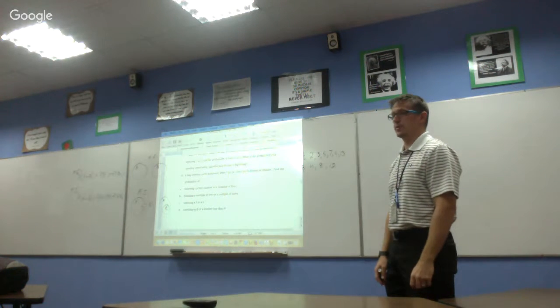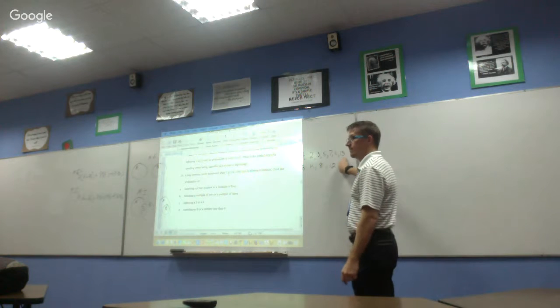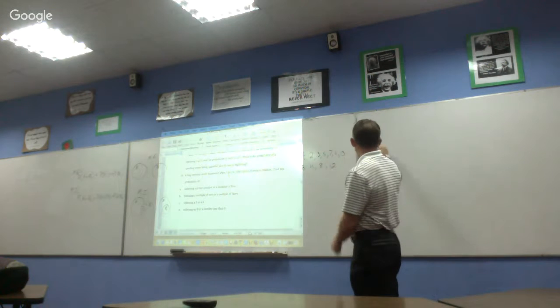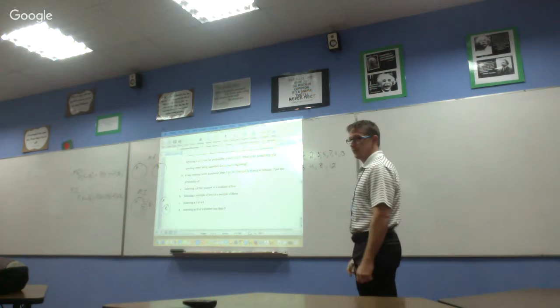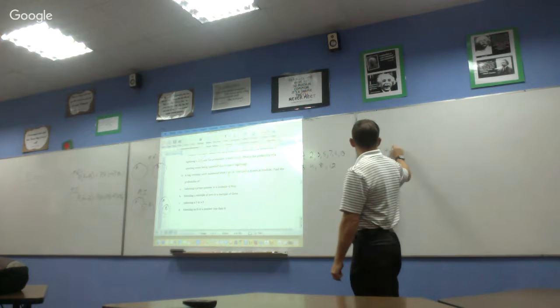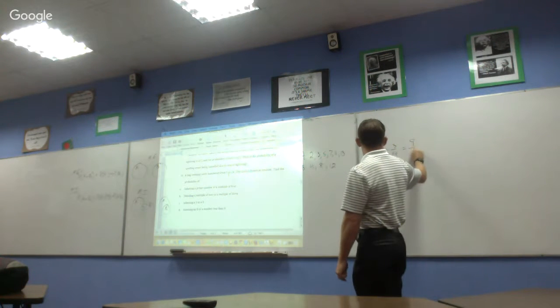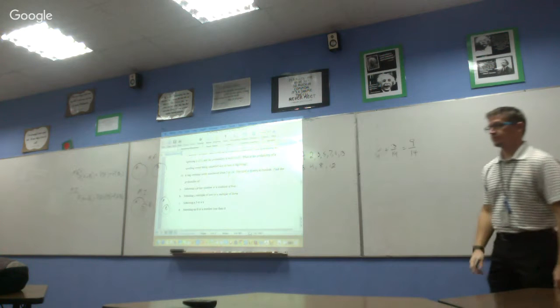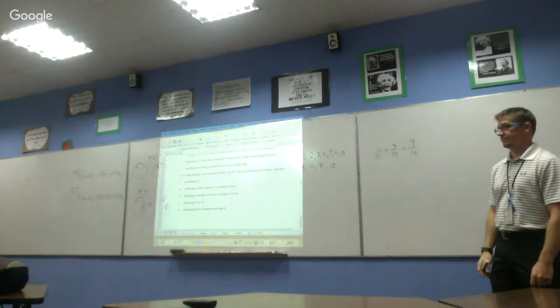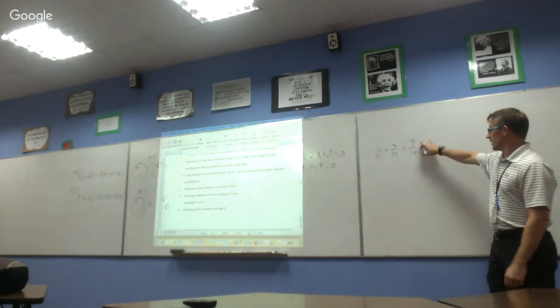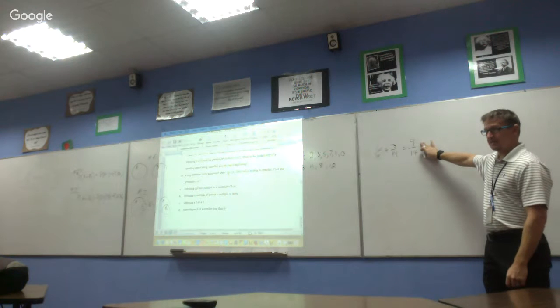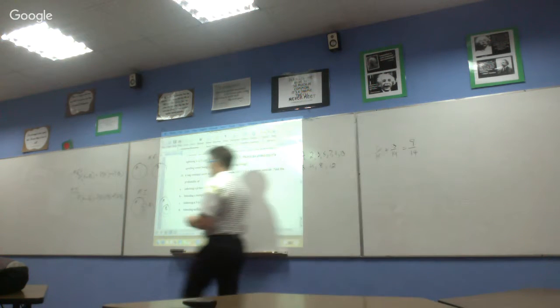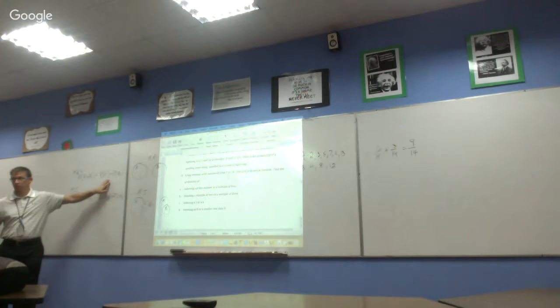First, probability of A. What is the probability of A? 6 out of 14. What's the probability of B? 9 out of 14. That's it. I do not do anything else. Remember, we established that these are mutually exclusive, so all I have to do is add the probabilities. That's it.